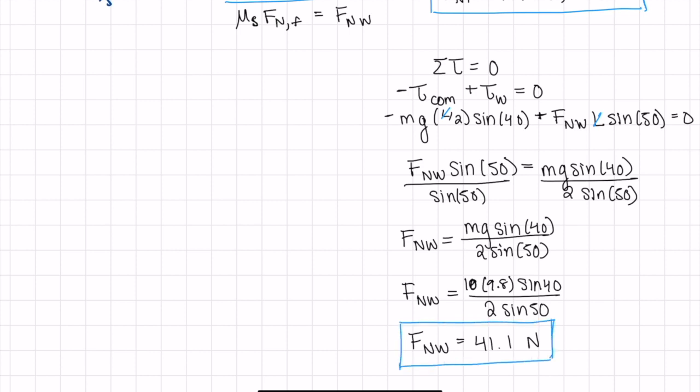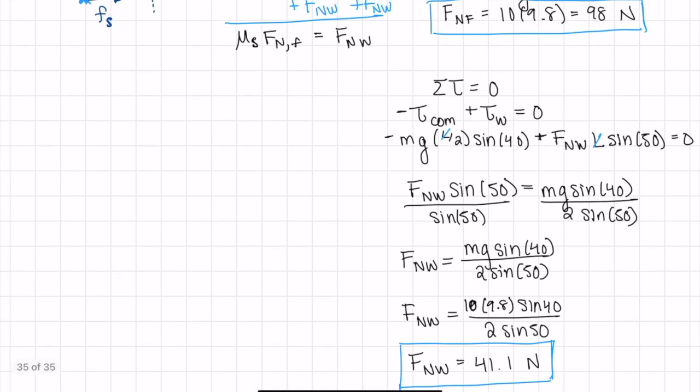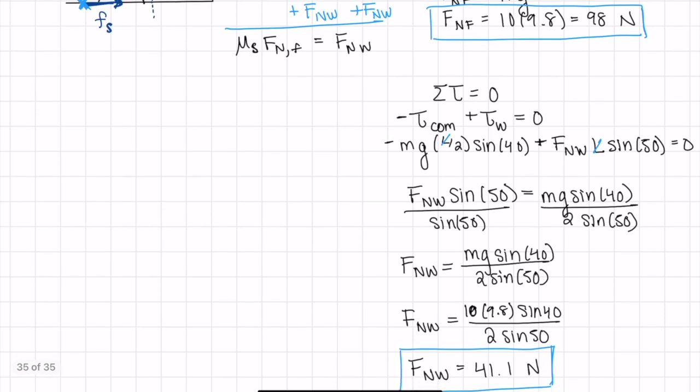And last but not least, we can go ahead and plug in the normal force of the wall and the normal force of the floor into that sum of the x expression that we came to and solve for mu s. So mu s is just going to be equal to the normal force from the wall divided by the normal force from the floor, which will be 41.1 divided by 98, and that gives me 0.42. And there you have it. So that is static equilibrium in a nutshell.